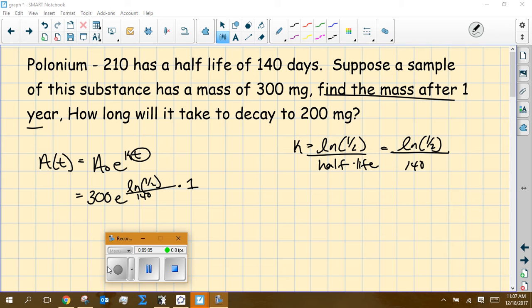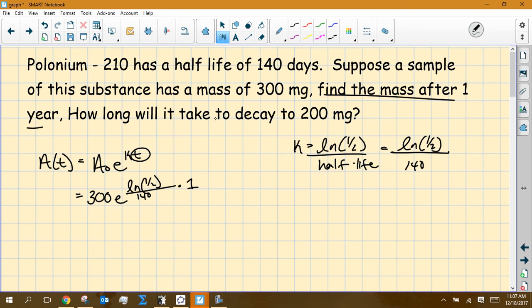Now the only thing here that I need to pay attention to is how I deal with this 140, because that's in days and this is in years. Okay, so that needs to be fixed. Because this is in days, I probably want to deal with everything in days. So just to make things easier for typing this into my calculator, I'm going to take this 1 year and rewrite it as 365.